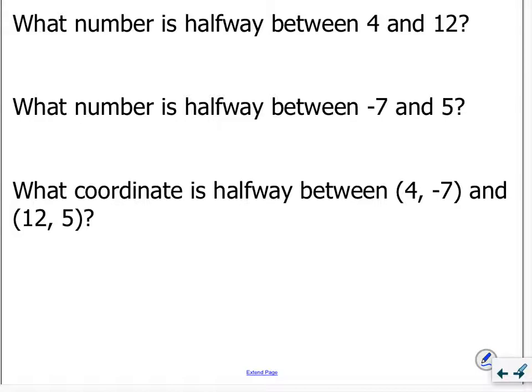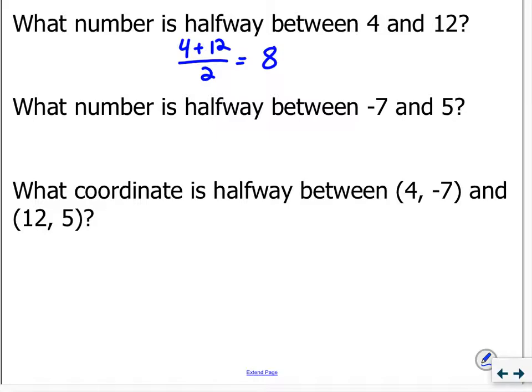So let's see, what number is halfway between 4 and 12? I know you can probably count up, but let's think about why that's true. The number in the middle is the average. It's like the median. So if we add them up and divide by 2, that's going to give us the number in the middle, 8.